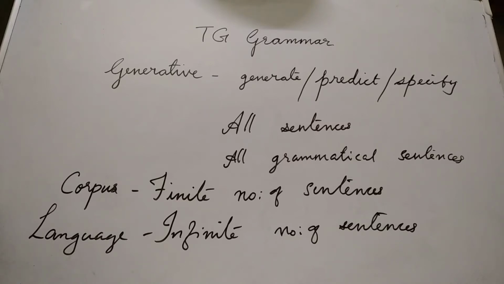Dear students, now we are moving on to the second aspect of TG grammar, that is the generative aspect. What do you mean by generative? It means TG grammar accounts for the ability to generate or predict or specify all sentences in a language, which means all grammatical sentences in a language can be generated or predicted, and that is why it is called generative.